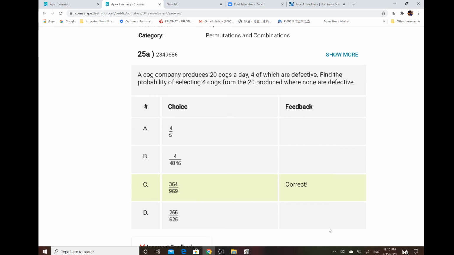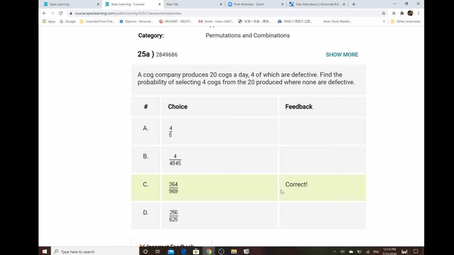So here's one of the examples for either combinations or permutation. A clock company produces 20 clocks a day, 4 of which are defective, and find the probability of selecting 4 clocks from the 20 produced where none of those are defective. Okay, so we do know that 4 of those are defective, but we need to select the ones where none of those are defective. So the way to do it, we need to set up 2 things here real quick.